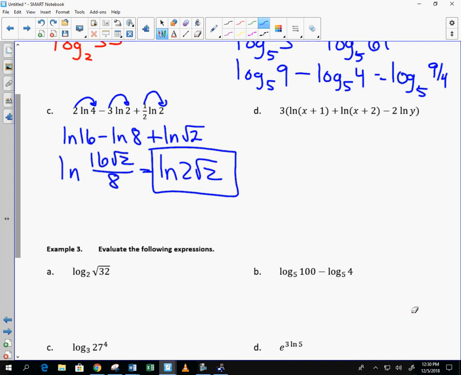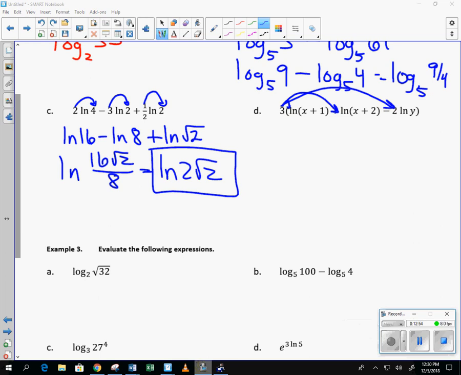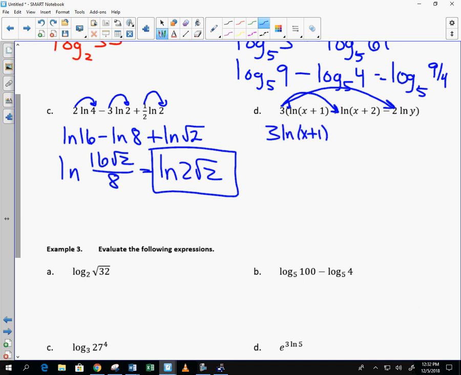Okay. Try D on your own, and I would like you to start by distributing the 3. Distribute the 3 and see what you come up with. Okay, let's see what happens. 3 natural log of x plus 1 plus 3 natural log of x plus 2 minus 6 natural log of y. What do you then do with the coefficients out front? Yep, you move them up into the exponents.